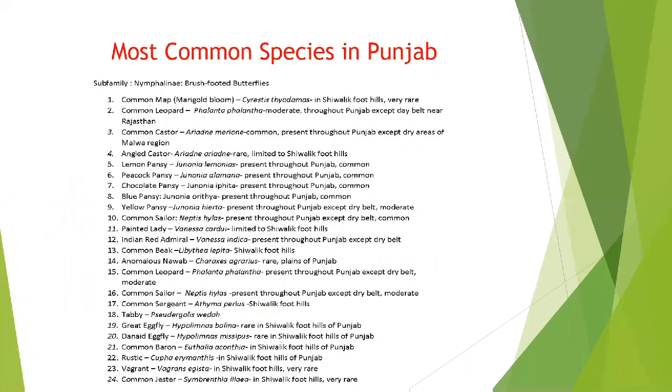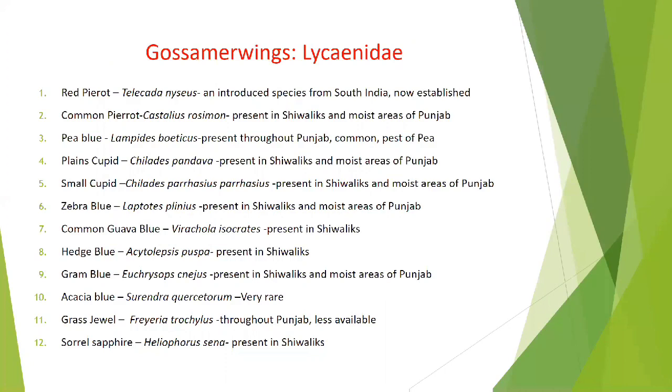Next, please. And then the subfamily Nymphalidae, brush-footed butterflies. There are 24 species in it. And the rare ones are common jester, vagrant, rustic, barren, denied eggfly, common sailor. These are rare ones. Club beak, even common beak also sometimes has been seen. So these are rare ones here.